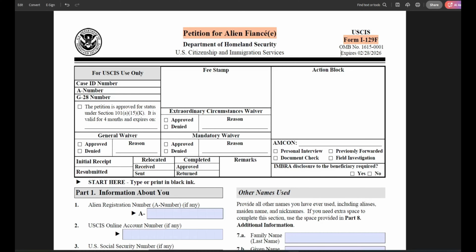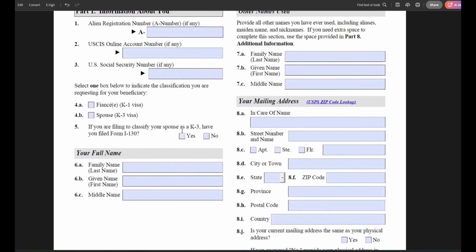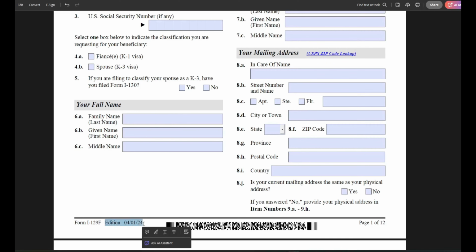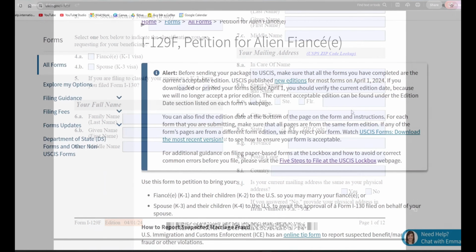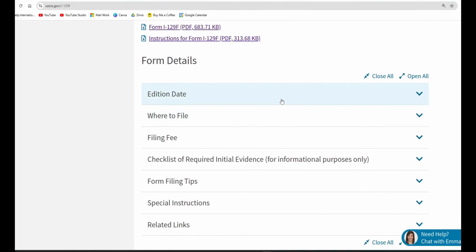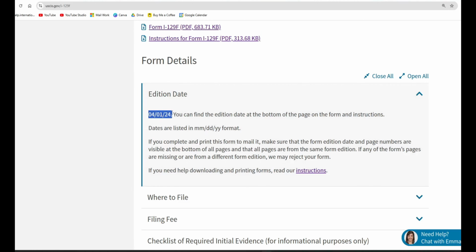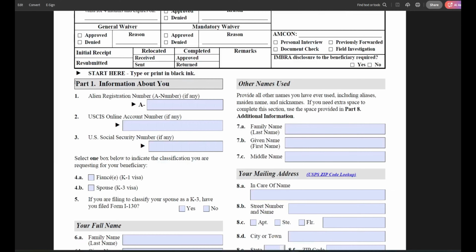The current expiration date of this form is 2/28/2026, but also make sure to always double check the edition date at the bottom of your application, that it matches the edition date currently available on the USCIS site. So we're going to get started.